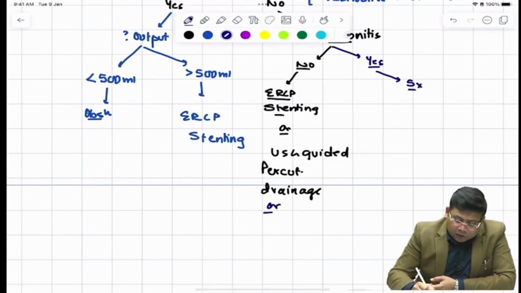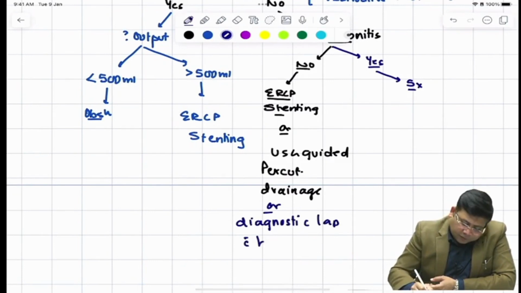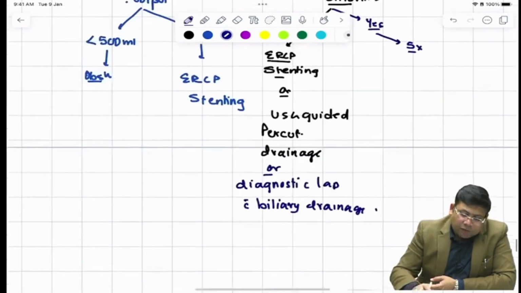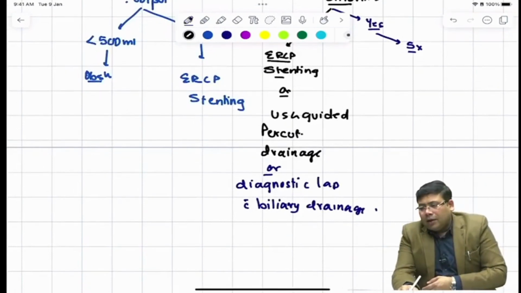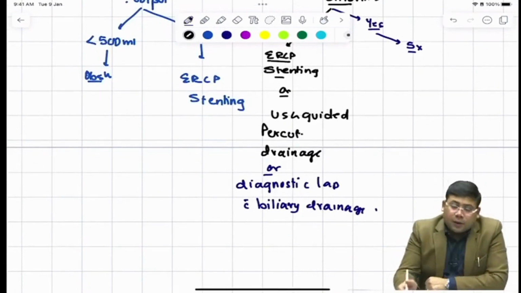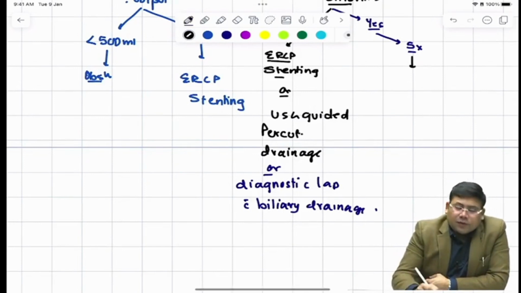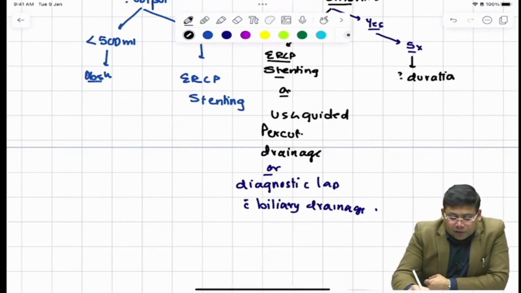Acha, here you can also go for a diagnostic lab with drainage, with biliary drainage. Now if the peritonitis is there, in that case you will have to go for surgery. Now when you are going for a surgery, the next plan is decided by the duration of injury. This is what is very important.